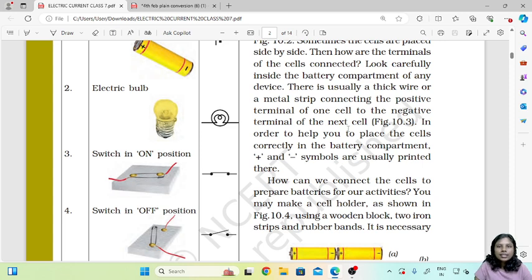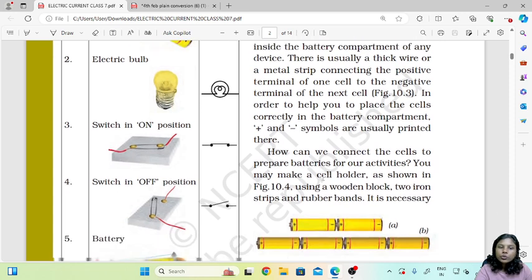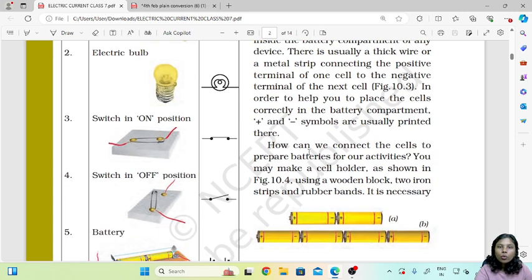What they are saying is that if you look at the side where you put the batteries, you see a small metal plate or metal strip that is connected on both sides. That is how both the terminals of the two cells are connected. In order to help you place the cells correctly in the battery compartment, the plus and minus symbols are usually printed there so that you know which side has to be inserted where.